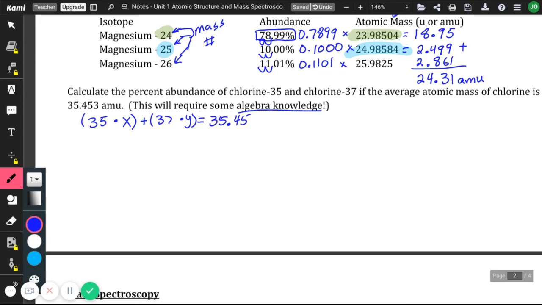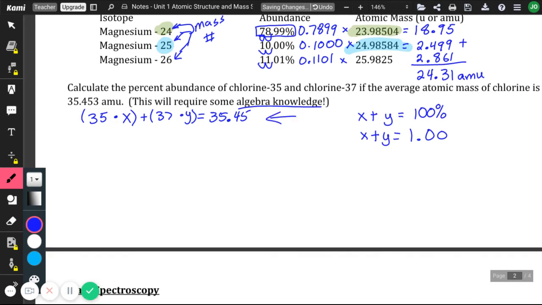Well, one thing I know is that in the end, my percentages always add up to 100. So if I have percentage for chlorine 35 plus percentage for chlorine 37, that's going to equal 100%. So X plus Y is going to equal 1.00 if we convert that out of percentages. I personally like to solve for X, so that's what I'm going to do. I'm going to replace my Y with an X. So Y equals 1.00 minus X.